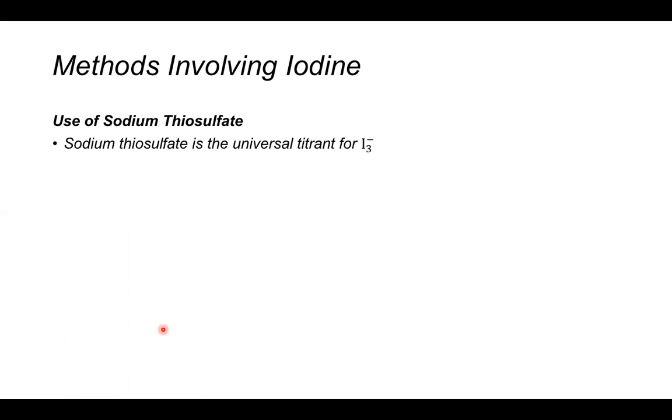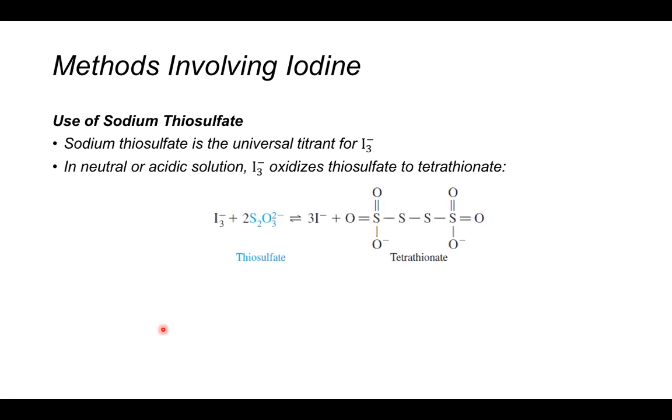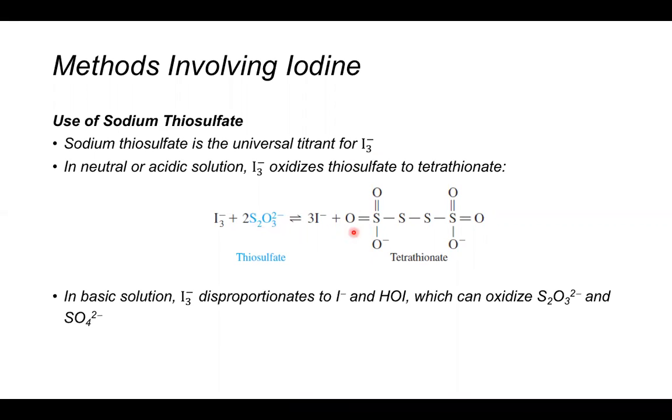Use of sodium thiosulfate. Sodium thiosulfate is the universal titrant for triiodide. This is how we standardize solutions of triiodide. This is the reaction which occurs in neutral or acidic solution. The triiodide oxidizes thiosulfate to tetrathionate. So you can see here this complex anion, and this forms 3 iodine molecules. This is also an equilibrium. In basic solution, triiodide disproportionates to iodine and periodic acid, which can oxidize the thiosulfate and sulfate anions.